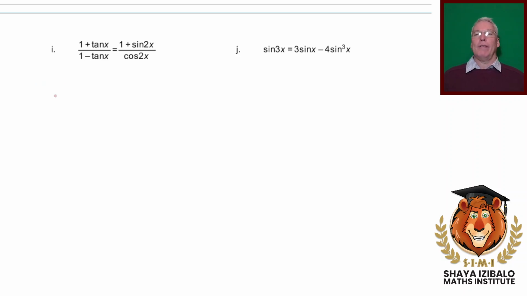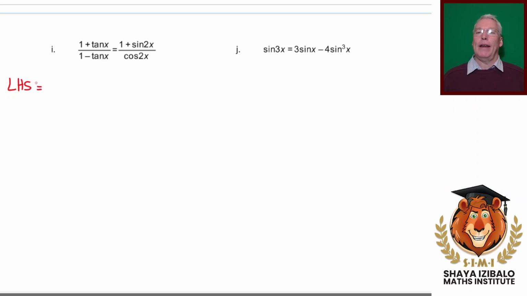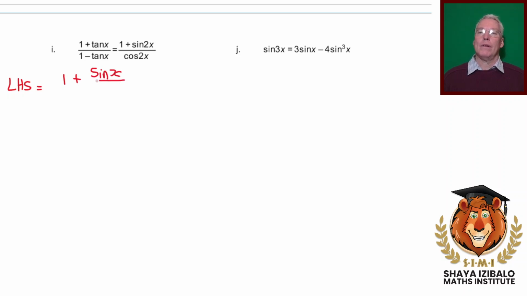Okay, this is an interesting one. I'm not really too sure where to start, okay? But the worst thing we can do is to do nothing. If we write nothing, we're going to get no marks whatsoever. So one option here would just be to look at the left-hand side and change tan to sine over cos. And on the bottom, change the tan to sine over cos.